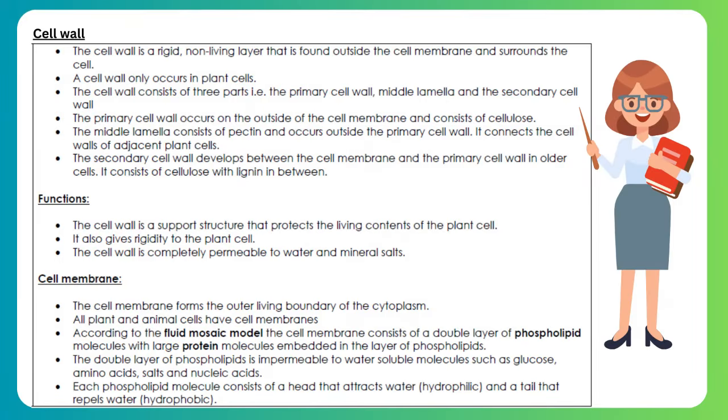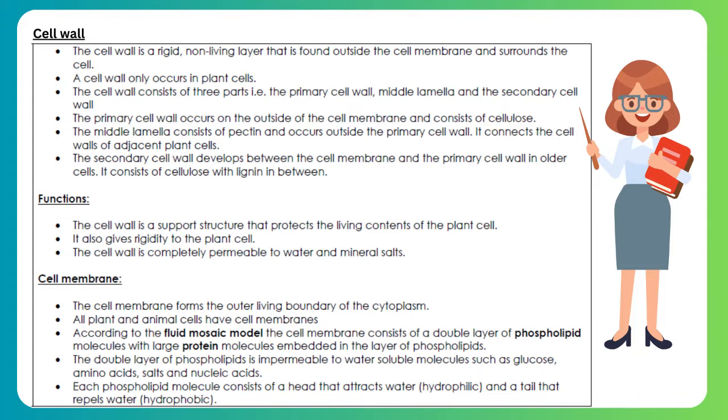Cells. The cell wall is a rigid, non-living layer that is found outside the cell membrane and surrounds the cell. A cell wall only occurs in plant cells. The cell wall consists of 3 parts, i.e. the primary cell wall, middle lamella, and the secondary cell wall. The primary cell wall occurs on the outside of the cell membrane and consists of cellulose. The middle lamella consists of pectin and occurs outside the primary cell wall. It connects the cell walls of adjacent plant cells.